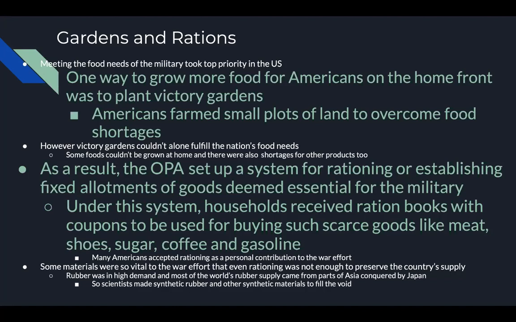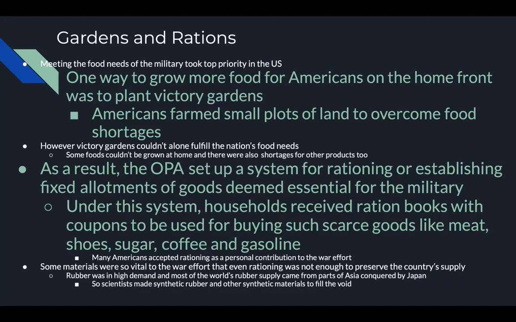So, meeting the food needs of the military took top priority in the U.S. One way to grow more food for Americans on the home front was to plant victory gardens. Victory gardens? Americans would farm on small plots of land to overcome food shortages. However, victory gardens couldn't alone fulfill the nation's food needs. Some foods couldn't be grown at home, so there were shortages on other products too.